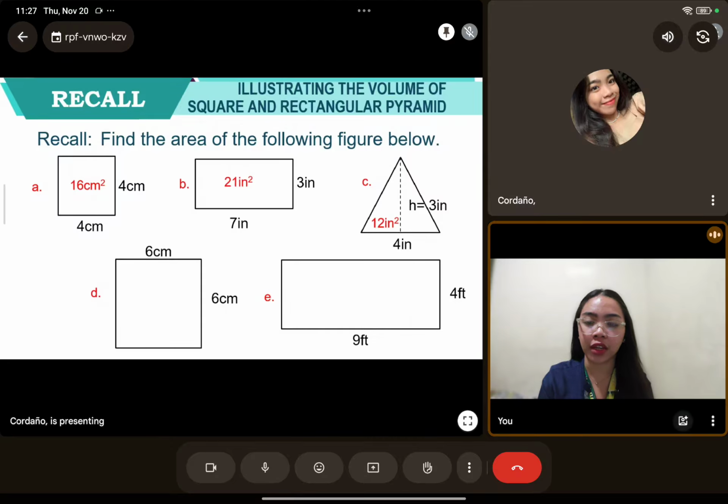For letter D, it is a square. So, we will just square the given side. So, the answer will be 36 centimeters squared. And lastly, you will just multiply the length and the width. So, we will get 36 feet squared. Okay.